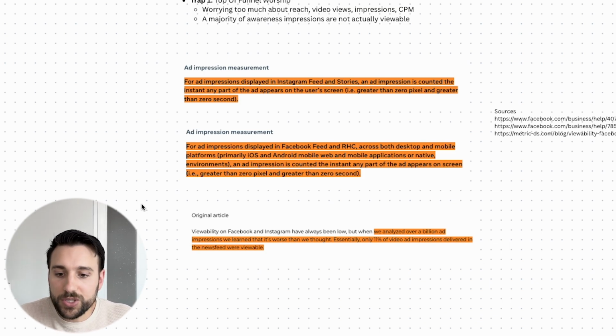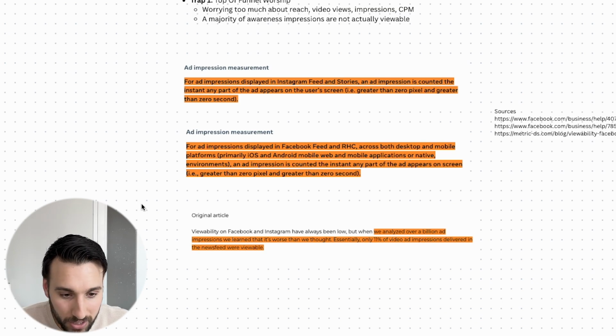Same thing. There was also a study done on the overall viewability. Viewability means that the ad is showing 50% or more. At least 50% of the ad is shown for it to be considered viewable. A study was done on how many impressions on Facebook and Instagram are actually viewable, beyond just that definition that Facebook and Instagram have, what's actually viewable to this 50% benchmark. And what they found, when they analyzed over 1 billion ad impressions, is that it's worse than we thought. Only 11% of ad impressions delivered in the newsfeed were viewable, meaning over 50% of the actual ad was showing.